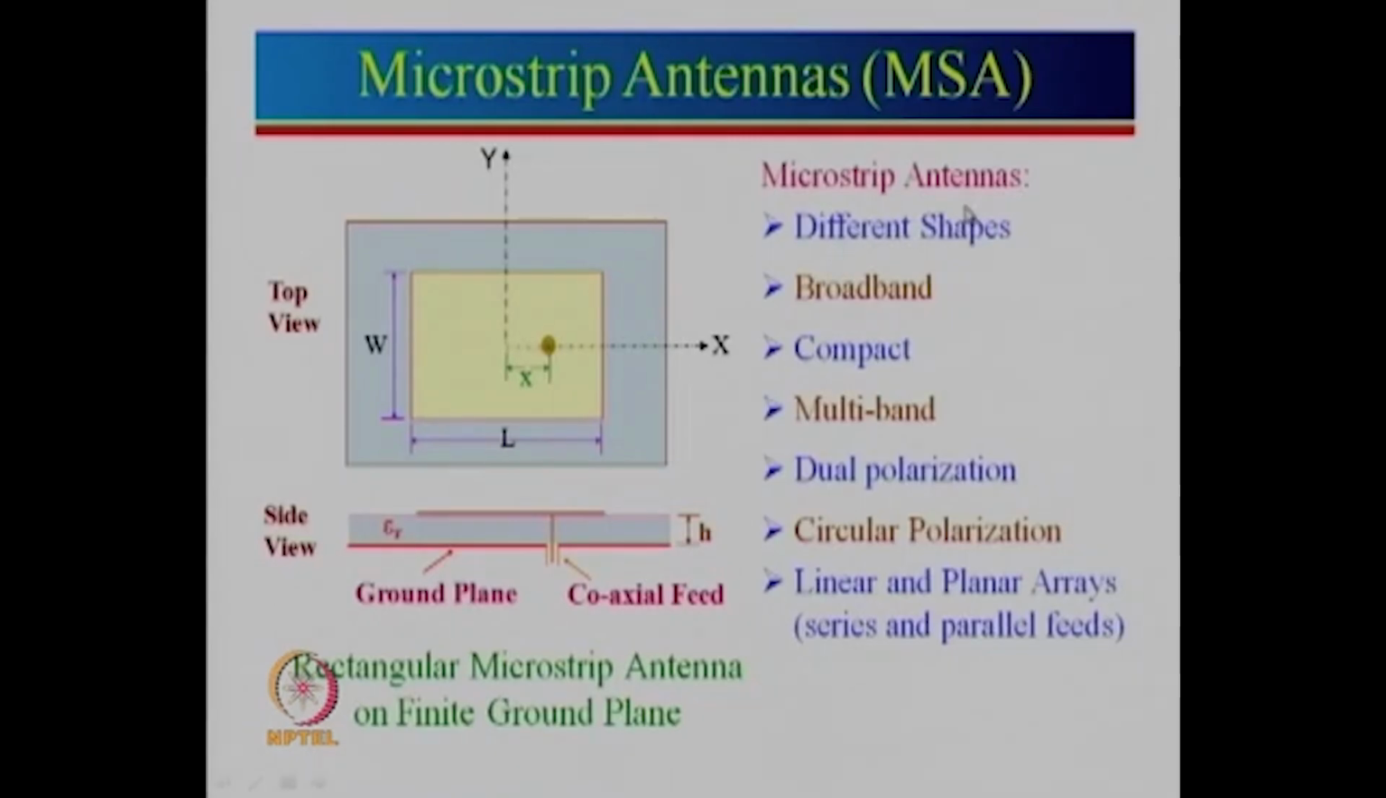We will start with the rectangle, but we will look at different shapes of the antenna. Then we will look at several configurations, how to increase the bandwidth of the antenna. We will also see how to make this antenna compact. Then multi-band can be realized. We will also see how dual polarization can be achieved, that is horizontal or vertical. We will also see how circular polarization can be obtained, and then we will look at linear and planar arrays. We will look at different types of feed also, series feed, parallel feed, and even how to use a combination of the feeds.